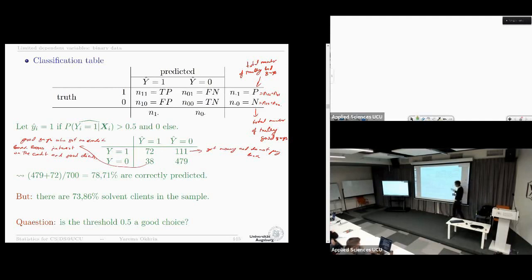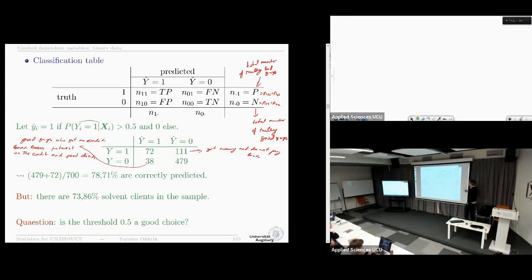Now let us have a look at the total fraction of correctly predicted persons. So this is a correctly predicted person, this is a correctly predicted person, and we have altogether this number divided by the total number of the clients. So in roughly 79% of the cases, our logistic regression made a correct prediction.